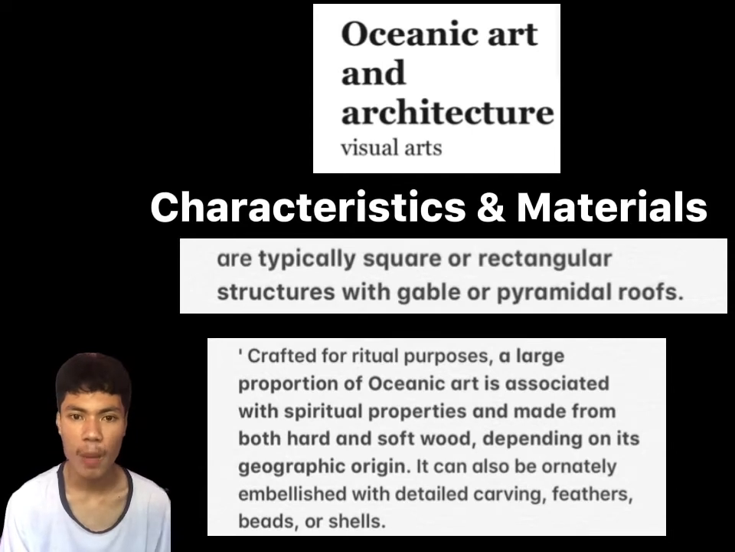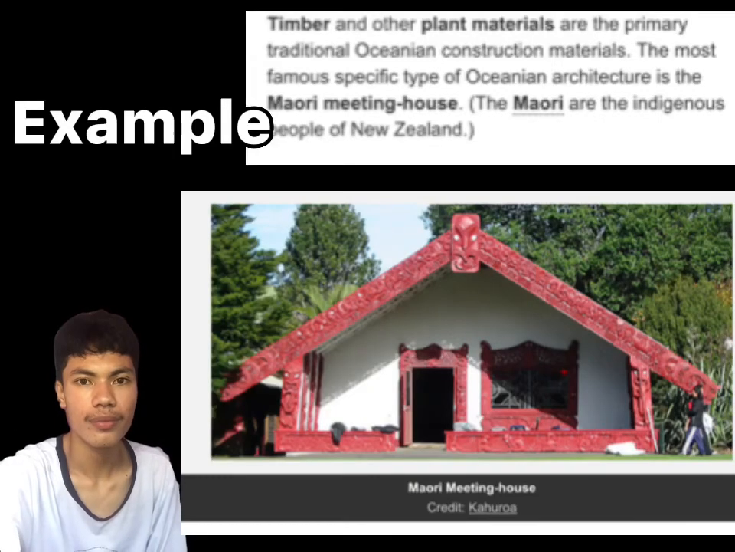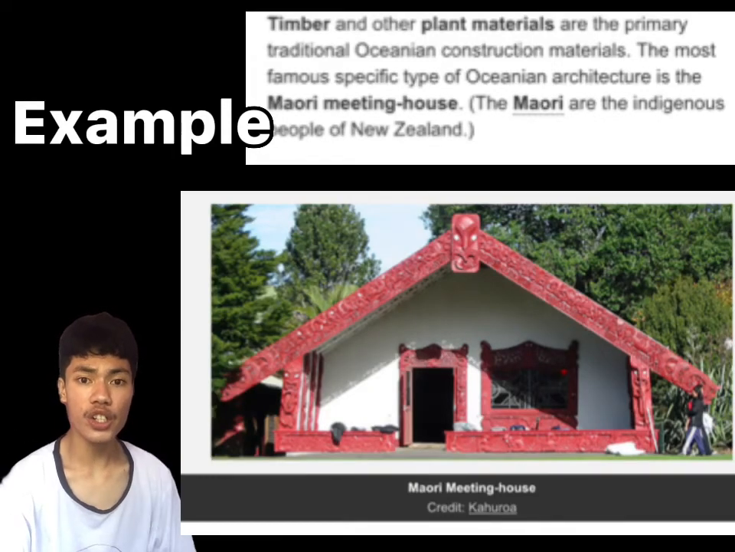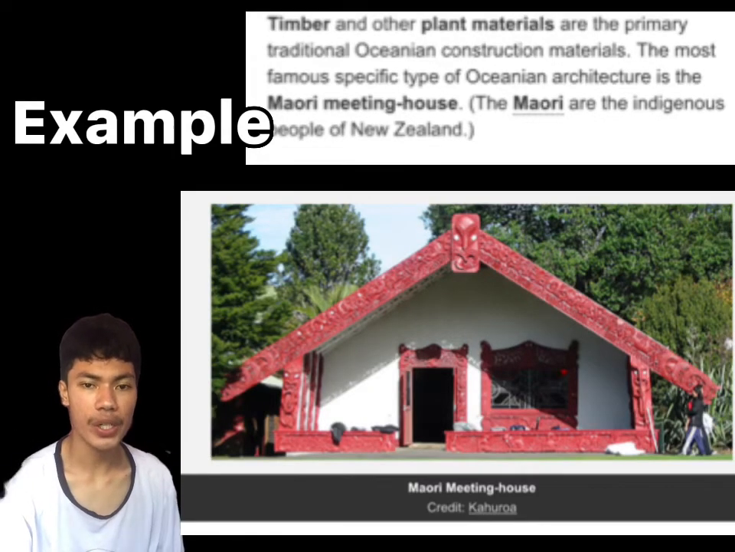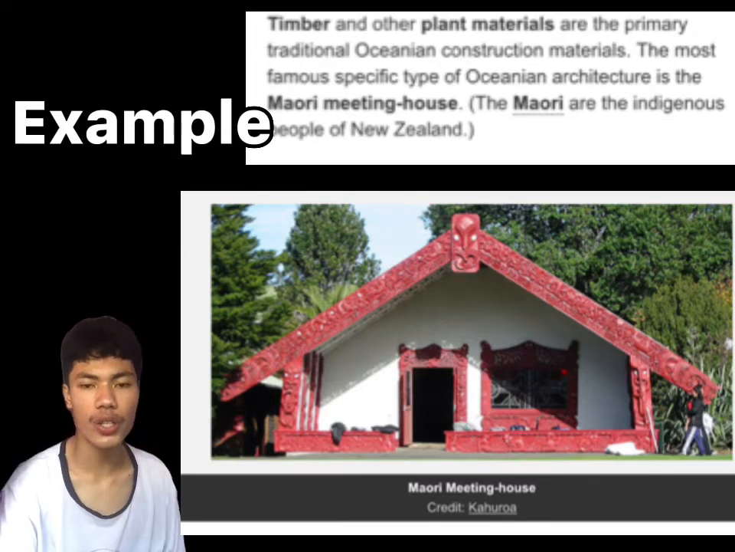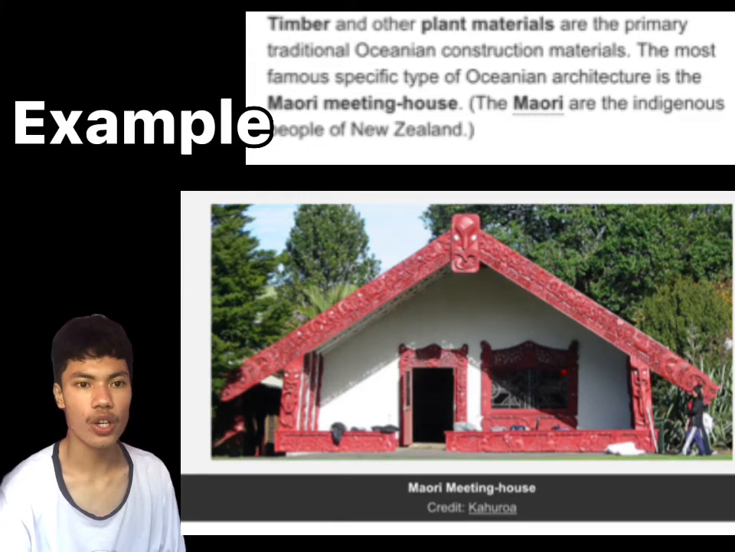And usually, yung design nito or yung mga techniques na ginagamit dito ay kalimitang ginagamitan daw ng feathers for carvings, beads, or shells. And kalimitan ding maaaring hard and soft wood or kahoy. Timber and other plant materials are the primary traditional Oceanian construction materials.